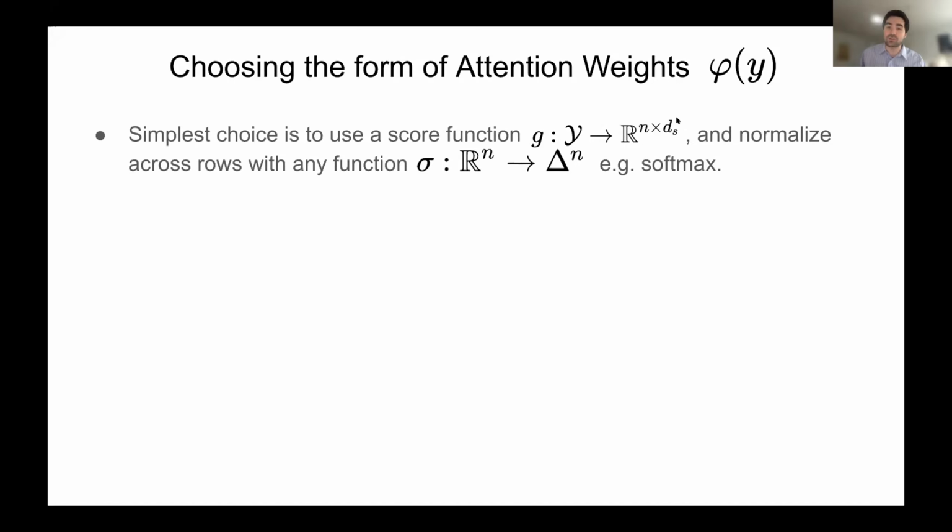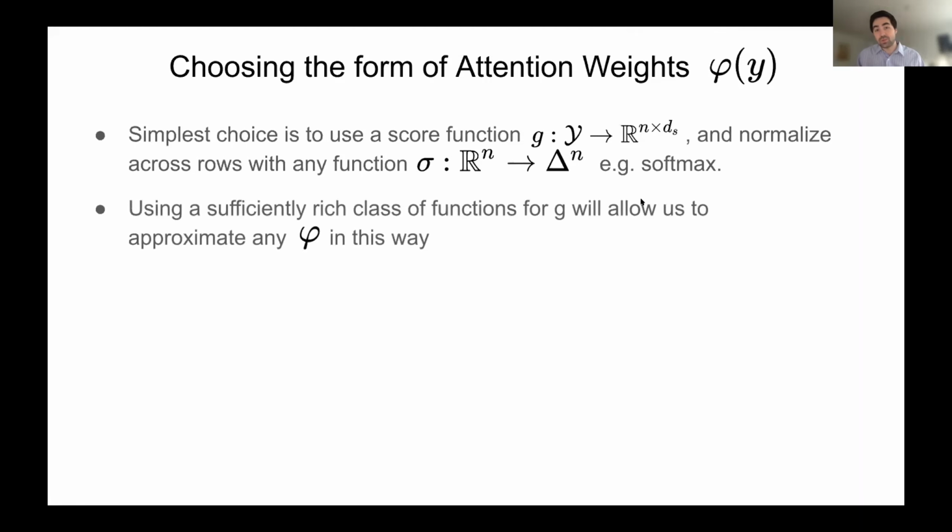And we're going to do this across the rows of the output of this function so that we get ds of them. We're not going to normalize across every entry of a single element in here. We will just do it across the rows. And we know that if we use a sufficiently rich class of functions G, sometimes these are called score functions, and that means it's a function pre-normalization that then turns into a probability distribution, then we know we'll be able to build any probability distribution in this way.